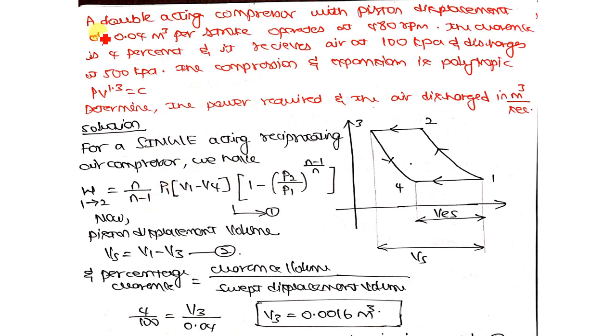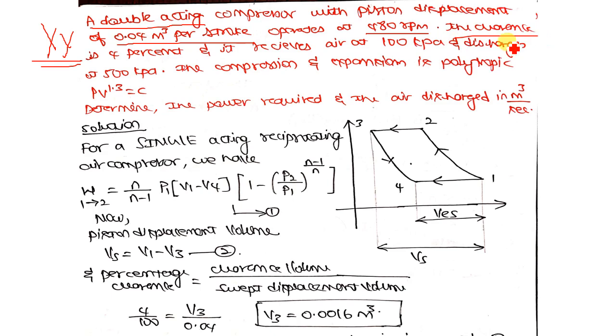Okay, a double acting air compressor. See this particular word here, the double acting is very important. Why? Because I will say it in the next part of the video. Okay, double acting compressor with piston displacement of 0.04 meter cube per stroke, operates at 480 rpm. So rpm, the speed, is given, and the clearance is 4%. So the clearance ratio is given.